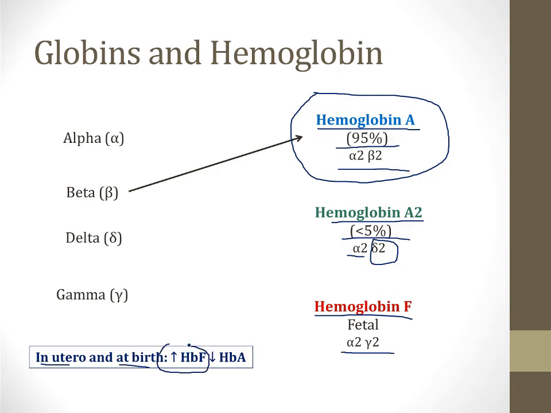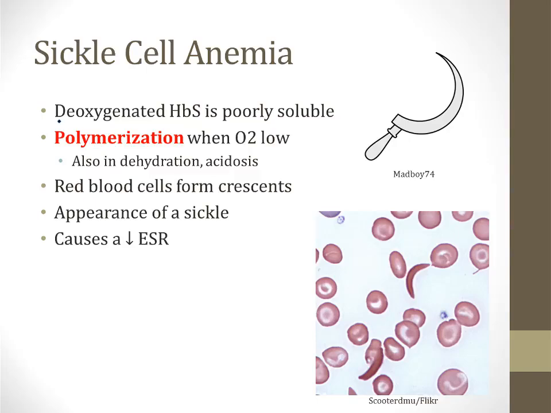They are not producing many beta chains until a few months after they are born. Therefore, the signs and symptoms of sickle cell anemia usually are not a problem in utero or at birth. The problem with hemoglobin S is that when it becomes deoxygenated, it becomes insoluble, and the hemoglobin molecules will stick together and polymerize anytime the oxygen tension is low.